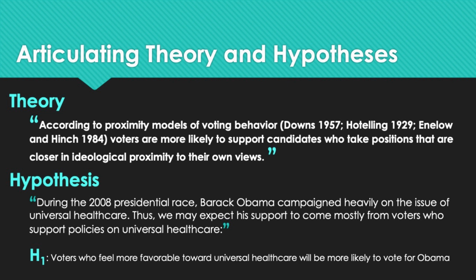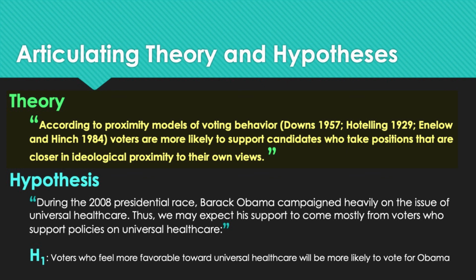So let's use the proximity model of voting that we discussed in the very first week of class. What I have here on this slide is very much an example of how you might introduce your theory, how you would write about that in your actual research paper. So according to proximity models of voting behavior, and then you have a nice parenthetical citation here that lists the most seminal works in political science that have written about proximity models of voting behavior, right? End parentheses.